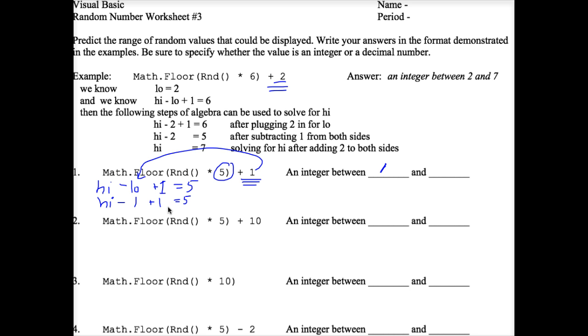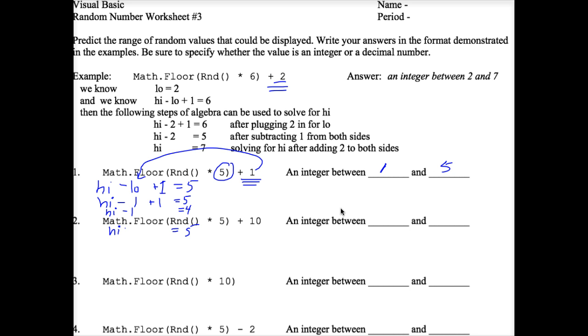Now it's just a matter of doing algebra. High minus 1 plus 1, I can subtract 1 from both sides, and I end up with high minus 1 equals 4. Now I add 1 to both sides, and I end up with high equals 5. I didn't show all my work, but I trust that you're a solid algebra student if you made it this far in 9th grade to Visual Basic. So the answer to number 1 is a low of 1 and a high of 5.